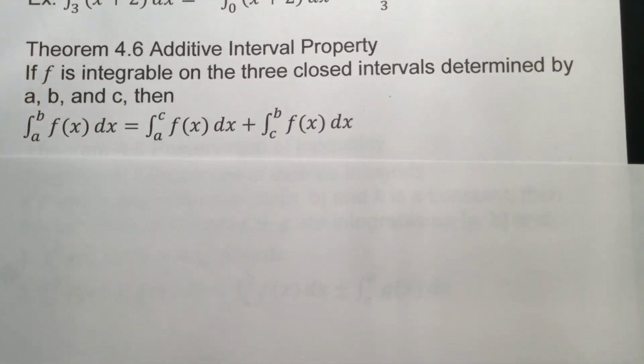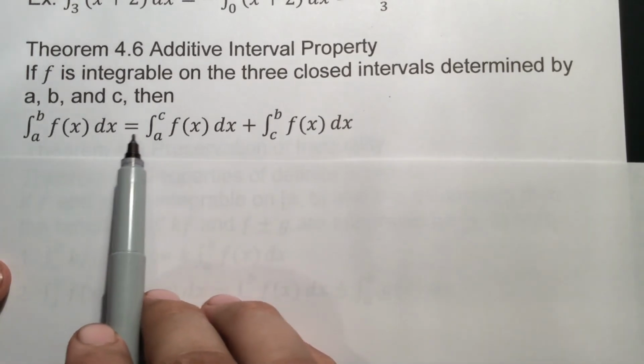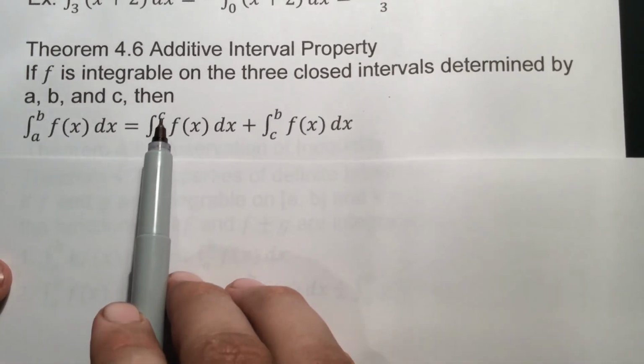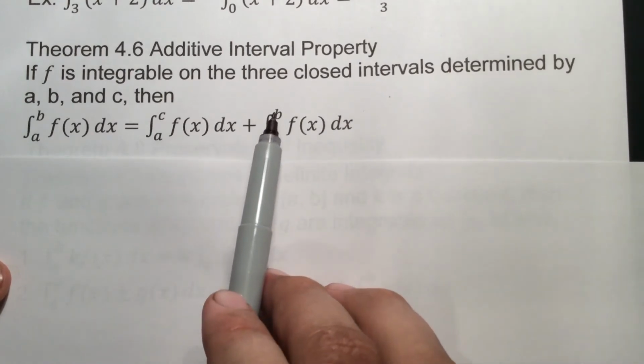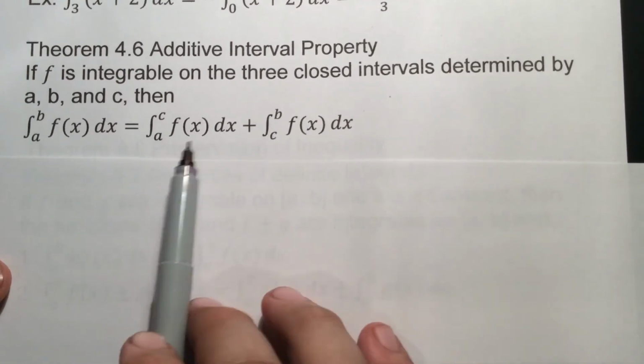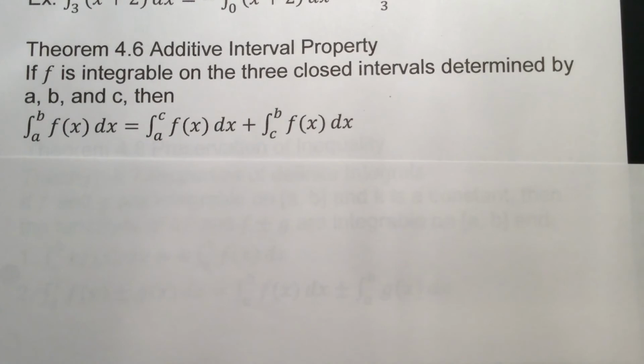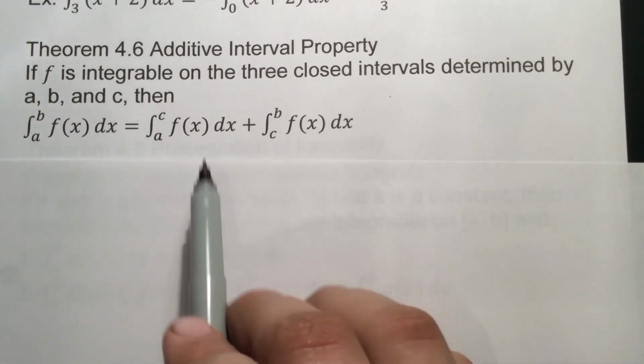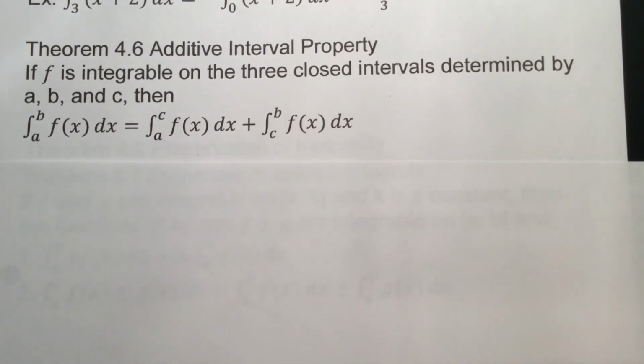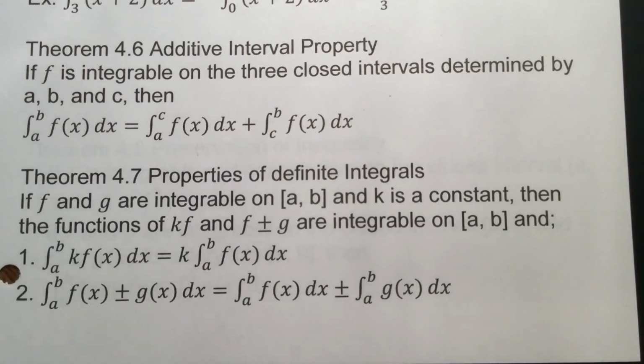As far as the additive interval property here, if we split this interval up, so like from a to a point in between, and then that point in between to the other endpoint b, just add what you get together, and you're going to get the whole thing. So if we find part area and part area, if we add them together, we get our whole area. Think of it that way.